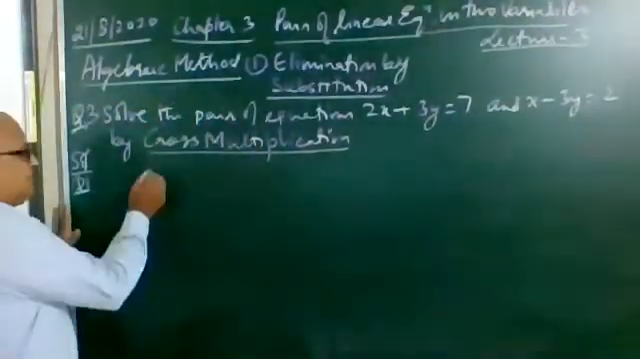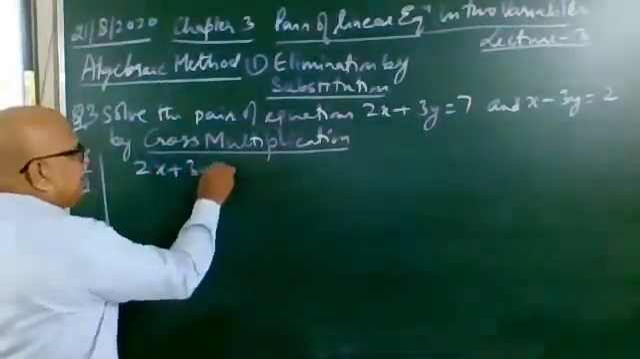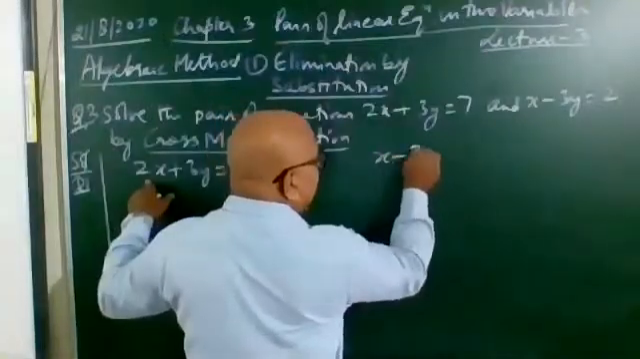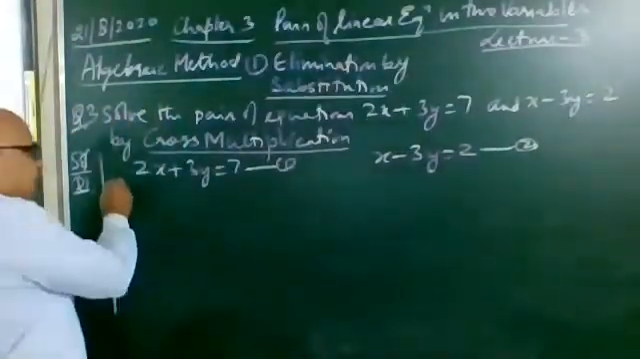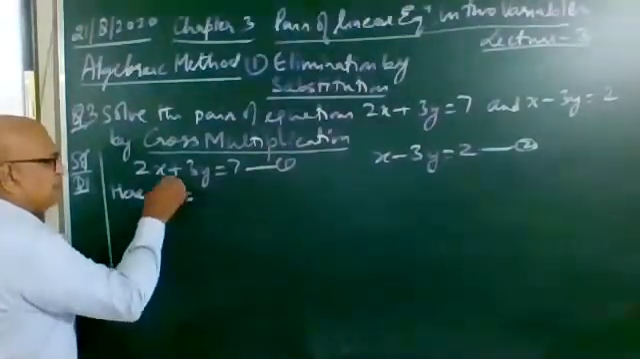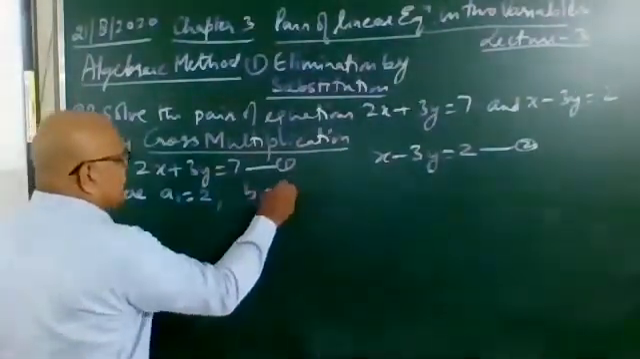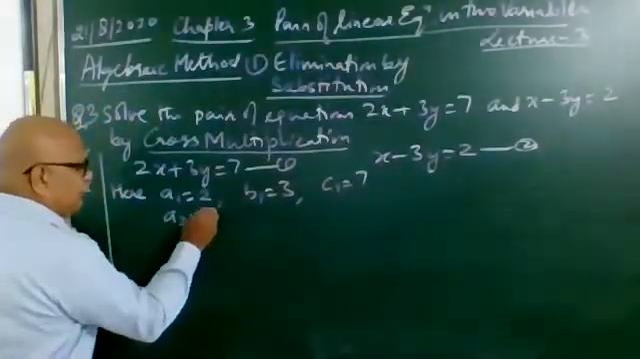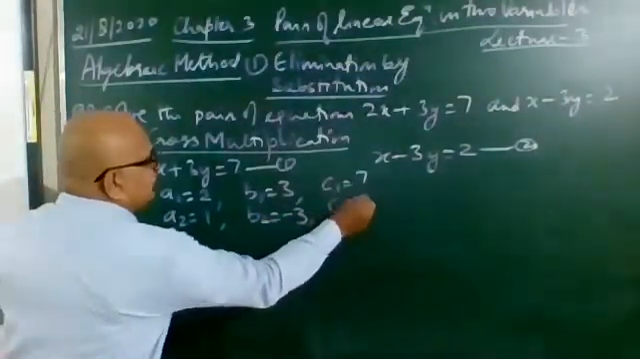Now, the method. First of all, 2x plus 3y equal to 7. It is in the standard form. First equation. x minus 3y equal to 2. Second equation. Now, first of all, you write here a1. a1 is the coefficient of x of the first equation, that is 2. b1, that is 3. c1, 7. a2, that is 1. b2, minus 3. And c2, that is 2.